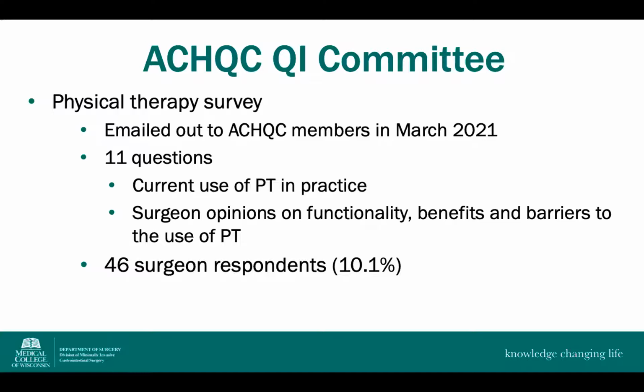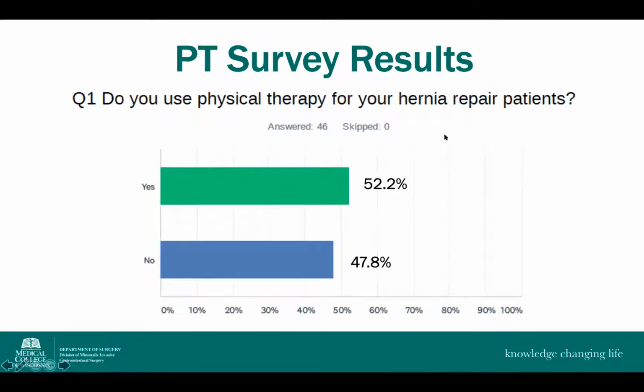So we sent an email survey out to all of the members in March of 2021. It consisted of 11 questions. Essentially, the questions were focused on what is the current use of physical therapy in practice, and then what are surgeons' opinions on functionality, benefits, and barriers to the use of physical therapy in their hernia repair patients. Of all the members that we emailed, we got 46 respondents, so about a 10% response rate. So I'm going to go through the questions now.